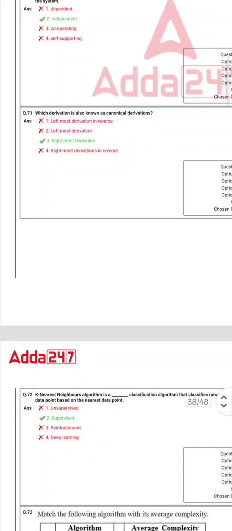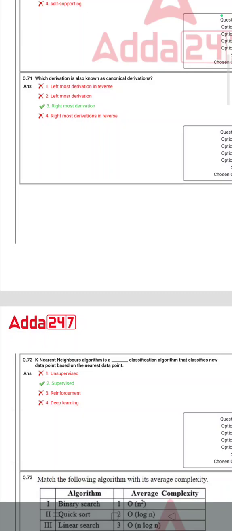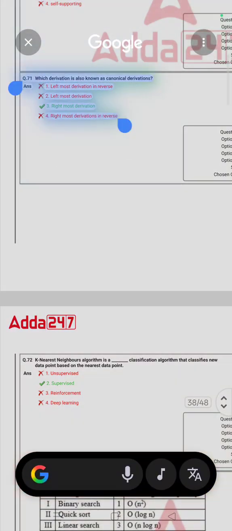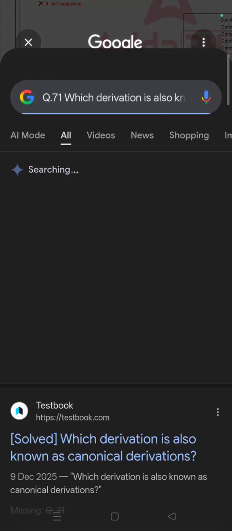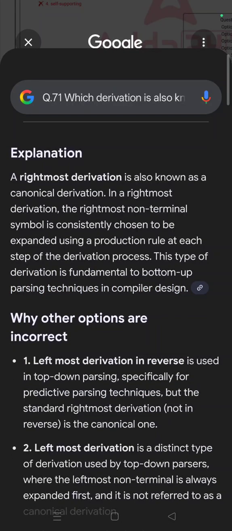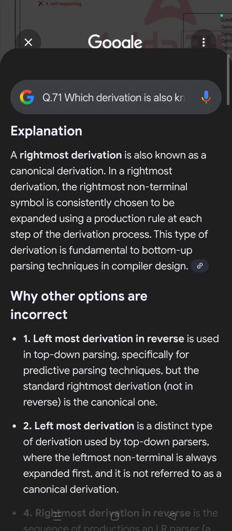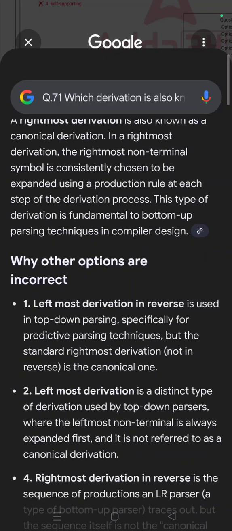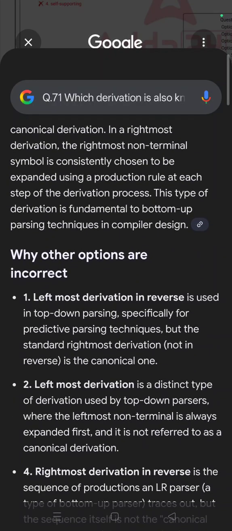The derivation is also known as a canonical derivation, rightmost derivation. Explanation: the rightmost derivation is also known as the canonical derivation. In a rightmost derivation, the rightmost non-terminal symbol is consistently chosen to be expanded using a production rule at each step of the derivation process. This type of derivation is fundamental to bottom-up parsing techniques in compiler design.